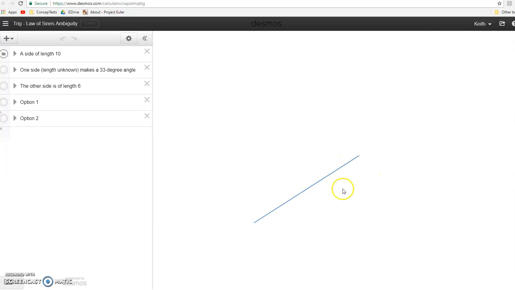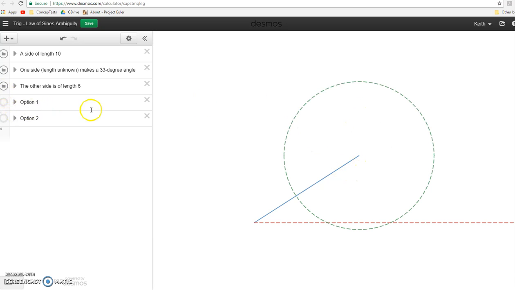So far, I've got a side of length 10. I know that that side makes, with another side, a 33 degree angle. So I know I've got a side of length 10, and I have to go out some distance on this line, and that's my second side. And I know the third side has to be of length 6. And so that could be any number of things. That could be anywhere from this point extended out by 6. And so the figure we can use to represent everything 6 away from this point is a circle.